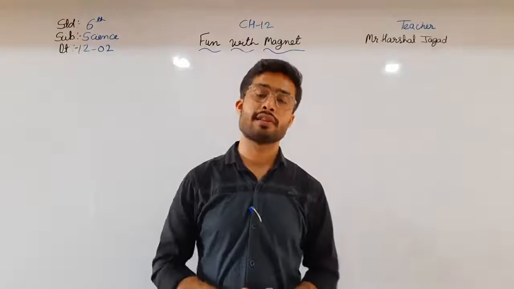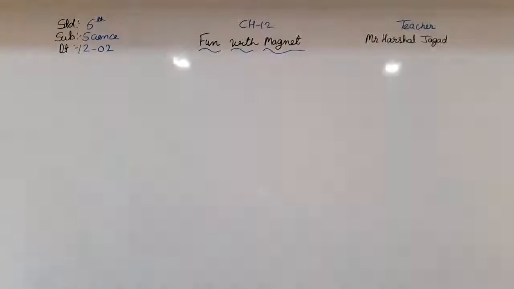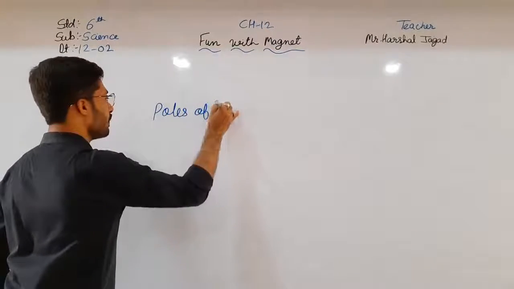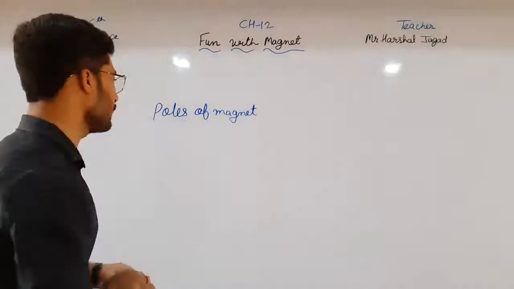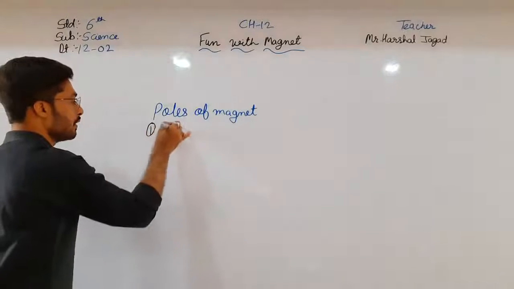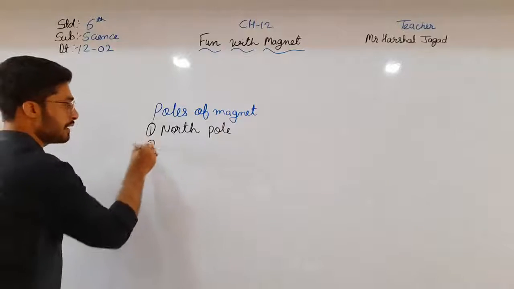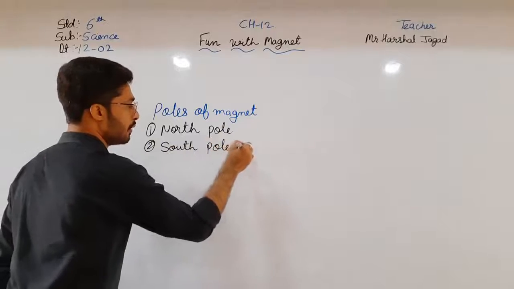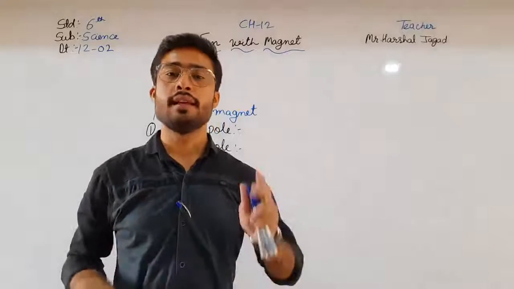And then we discussed the poles. There are two poles of a magnet, two types of pole: the first is the north pole and the second one is the south pole. So there are two types of pole, north pole and south pole.